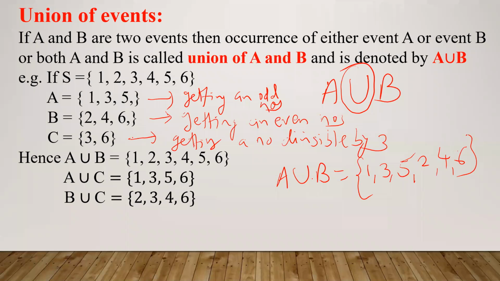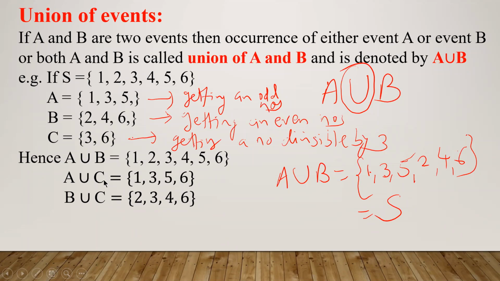So what is my A union B? A union B contains 1, 2, 3, 4, 5, 6. So it is nothing but my sample space S. It is nothing but S. Okay. So here I have written A union B is the same as S.